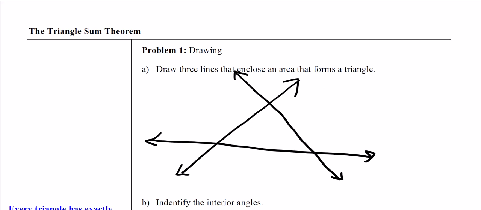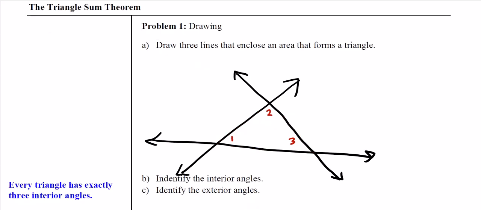Part B, identify the interior angle. So there's going to be 3 interior angles. 1, 2, 3. These are the actual 3 angles that make up the triangle. Tri meaning 3 angles. And so these are the typical angles you're just used to seeing in a triangle. And so here are the 3 interior angles.